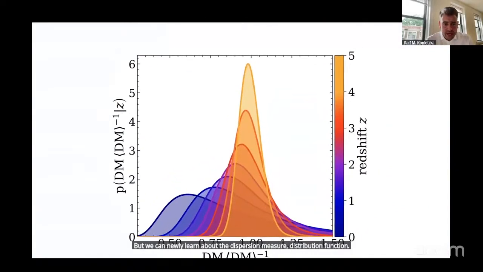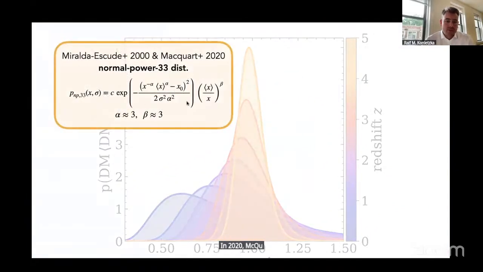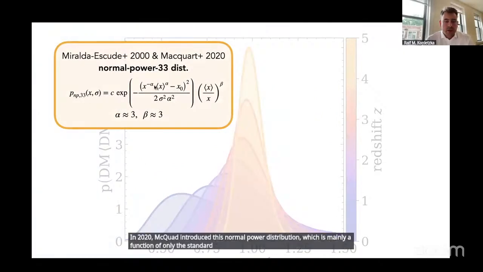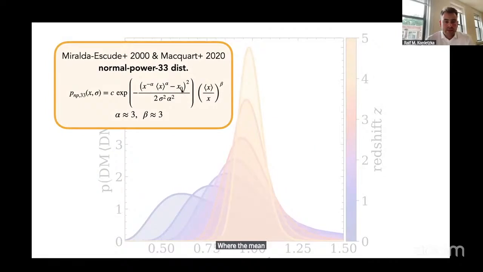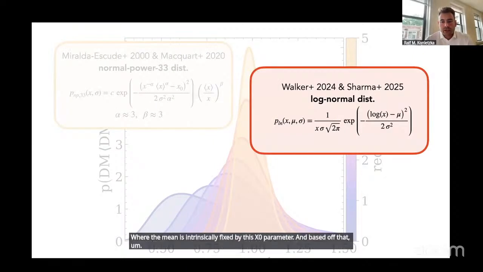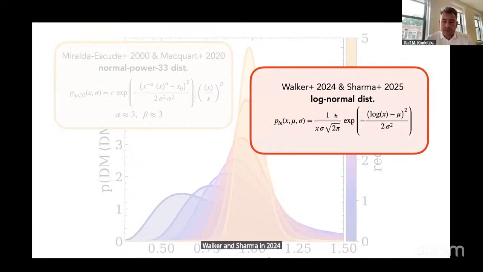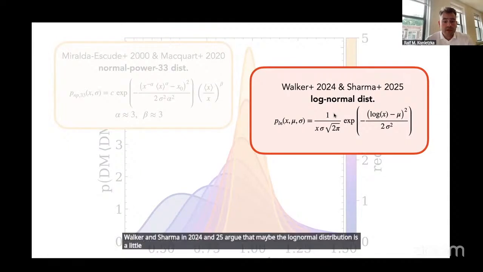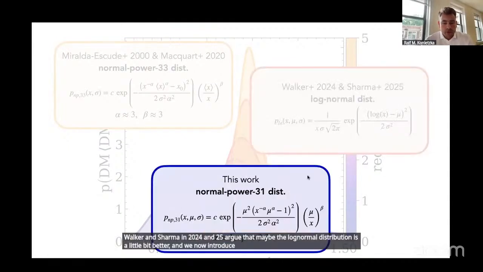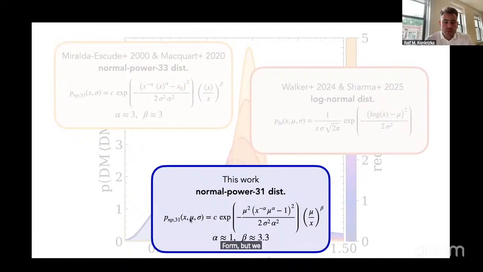In 2020, Macquart introduced this normal power distribution, which is mainly a function of only the standard deviation, where the mean is intrinsically fixed by this x0 parameter. And based off that, Walker and Sharma in 2024 and 25 argue that maybe a log normal distribution is a little bit better. And we now introduce a third approach, the so-called normal power 3-1 distribution, which is very similar to the Macquart form, but we leave this mu parameter, which is for high redshifts equal to the mean, free and also change the slopes of the distribution.